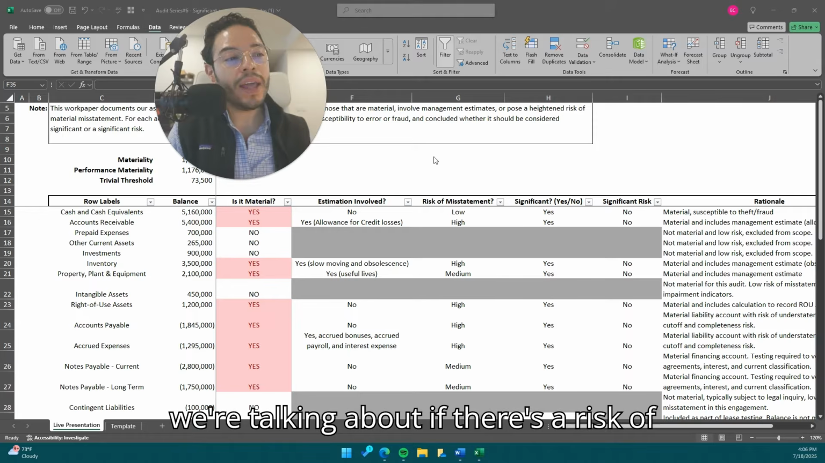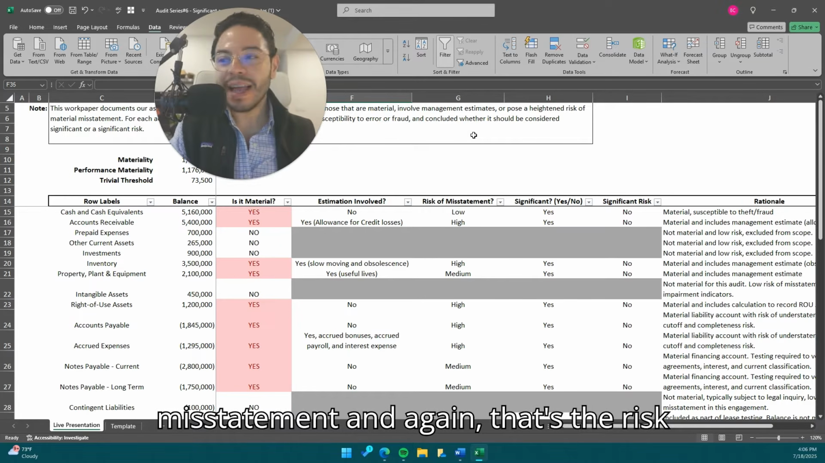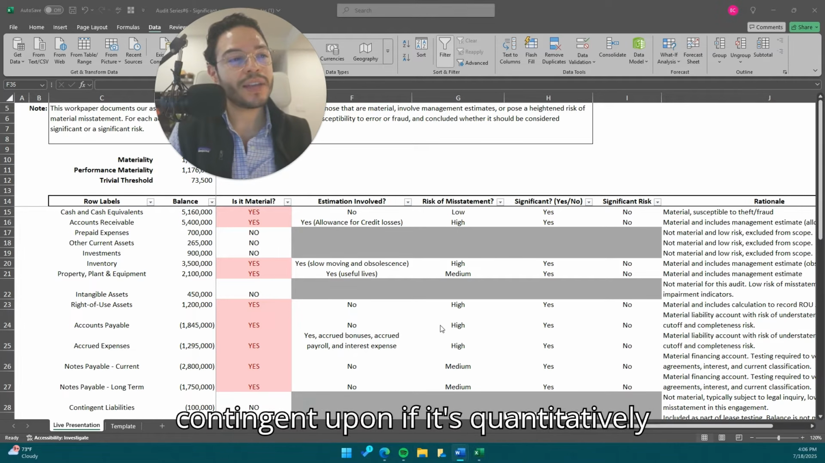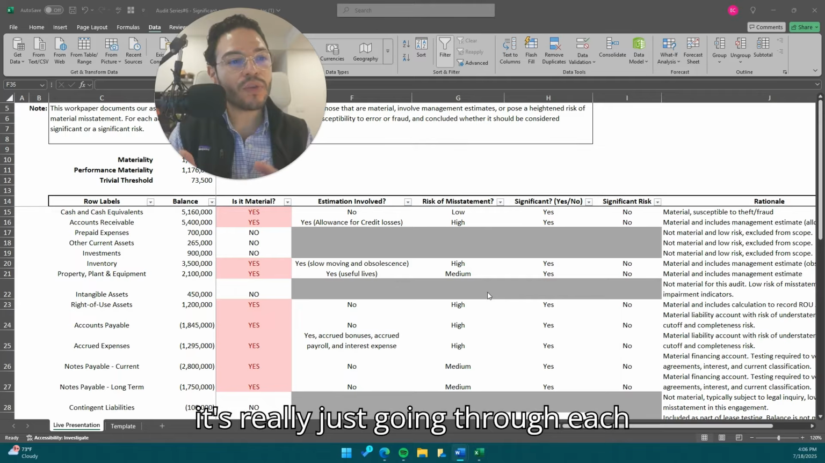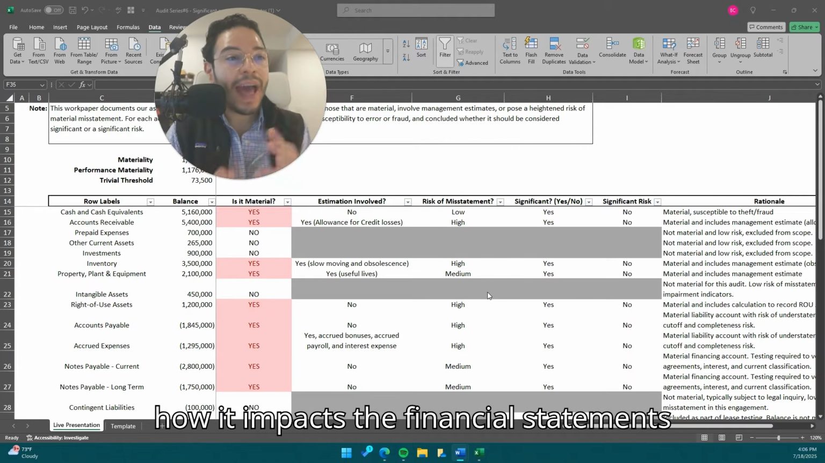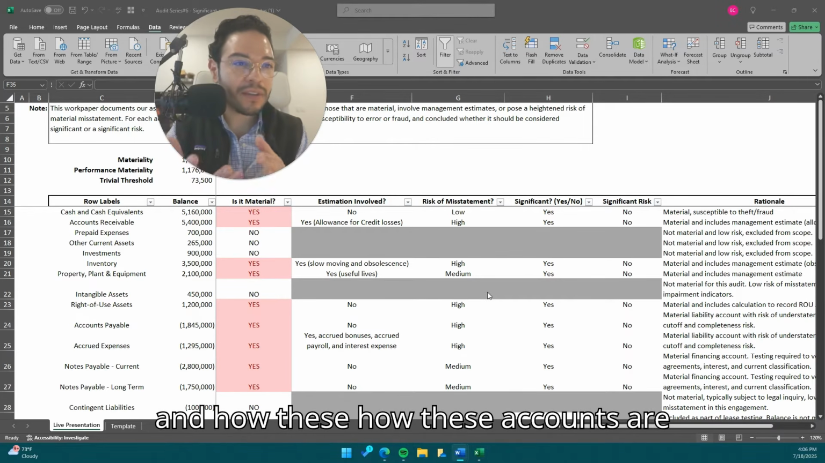And now we're talking about if there's a risk of misstatement. And again, the risk of misstatement is going to be really contingent upon if it's quantitatively significant, qualitative factors, and other things like that. But again, it's really just going through each account one by one and asking yourself how it impacts the financial statements and how these accounts are recorded.